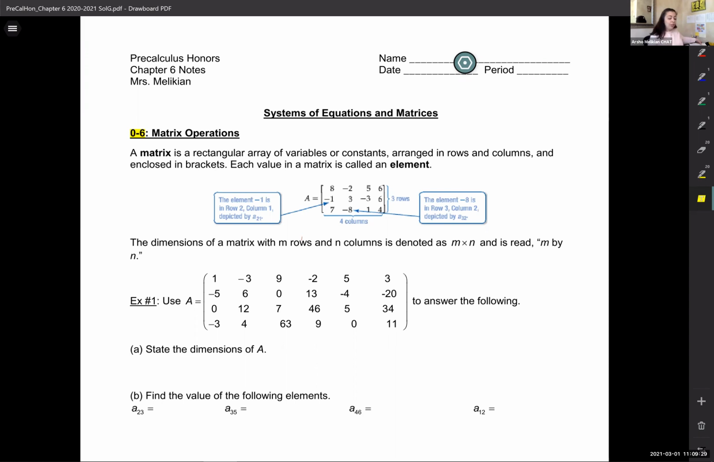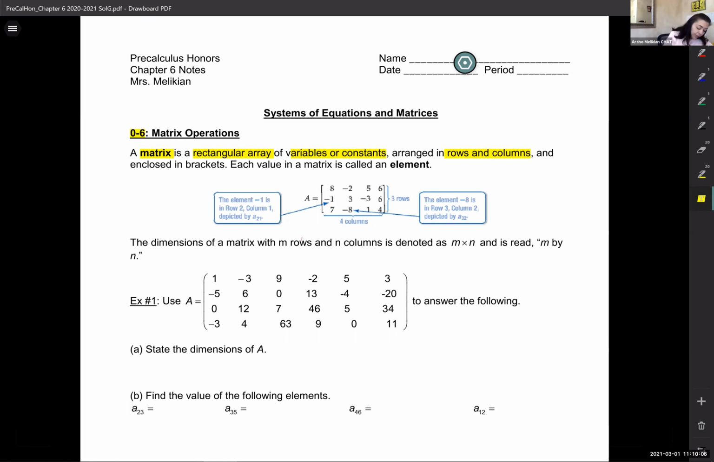All right, so we're going to be talking about matrices in this chapter. First of all, let's talk about just definition, right? A matrix. What the heck is a matrix? It's not the movie. It's a way of organizing information. In fact, it's a rectangular array, and it could include either variables or constants or both, arranged in rows and columns. Every math teacher's dream, right?